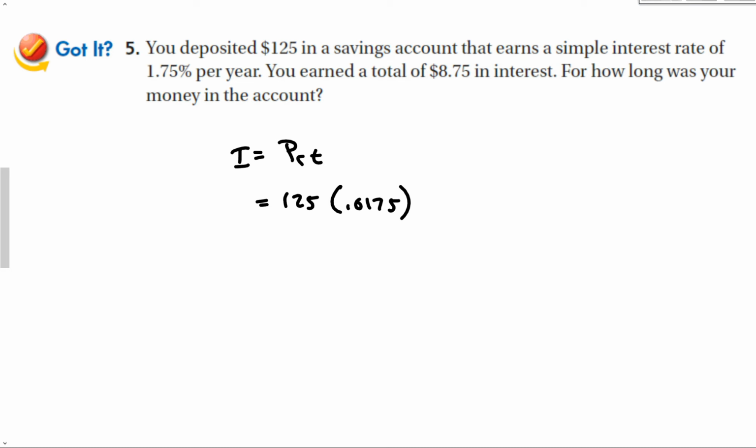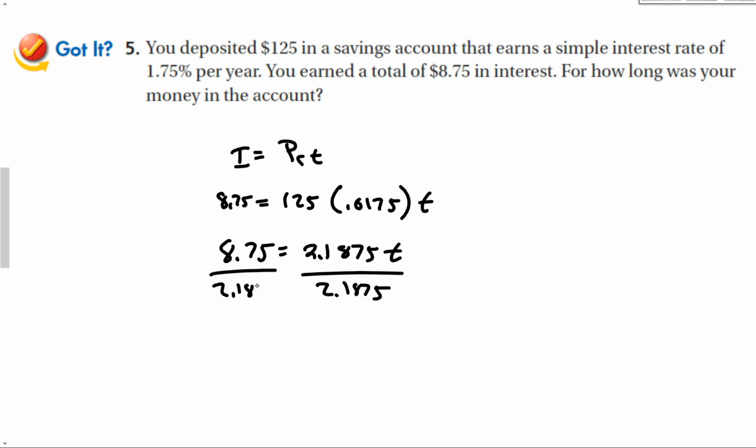So now we know how much interest I earned, $875, and I want to solve for T. Not so bad. 125 times 0.0175 gives me 2.1875, and then 875 is equal to that times T, so just divide that out. So 875 divided by that answer gives me 4 years, right? And time in this particular equation is going to be years.